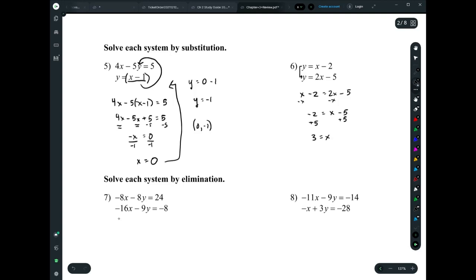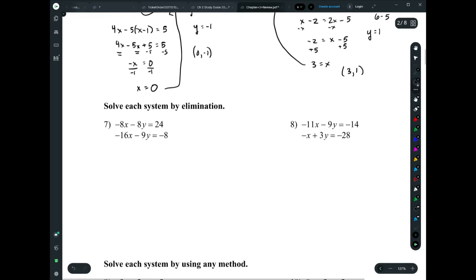And don't forget, plug it back into either of the originals to solve for y. Y is equal to 2 times 3 minus 5, which is 6 minus 5. So y is equal to 1. Properly written, 3, 1. That is our winning combination.